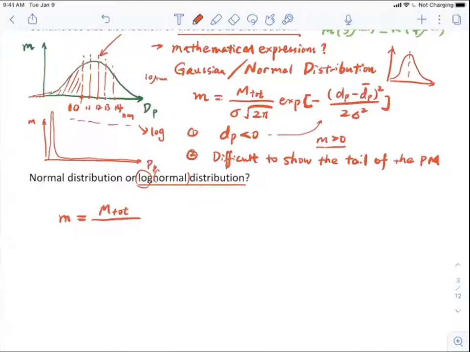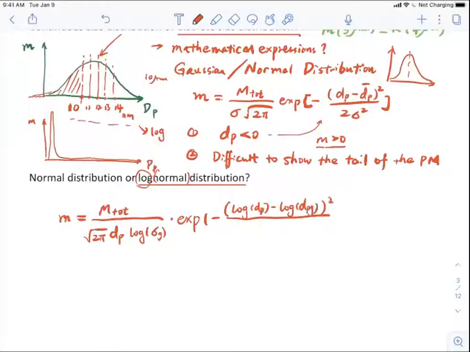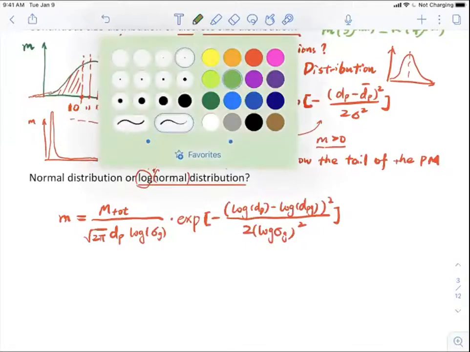So most of them are actually quite similar. Okay, so this is the equation for the log normal size distribution. And you can see that actually a lot of the components are the same, right?